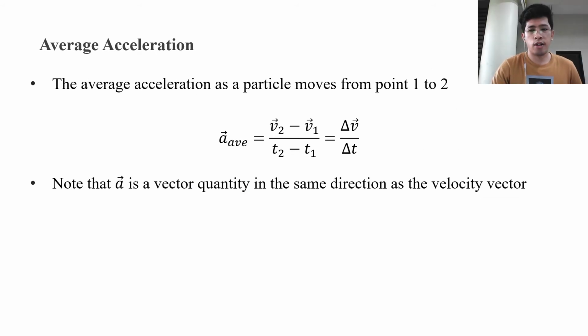So we now have our position vector, and we also have now your velocity vector. Now let us talk about the acceleration vector. We have here your average acceleration. If a particle moves from point 1 to point 2 with velocity v1 and v2, the average acceleration of your particle is given by the vector a average is equal to your v2 minus v1 over t2 minus t1, or that is just your delta v over your delta t.